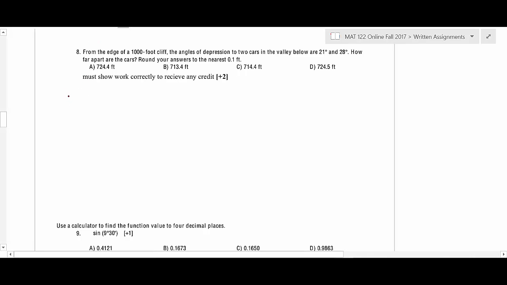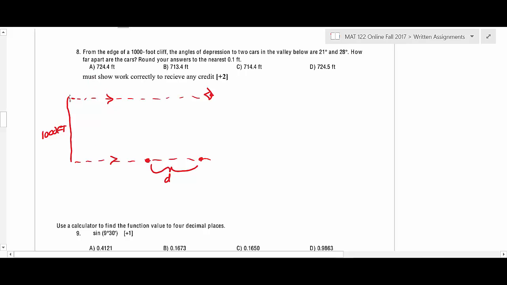So let's see, to start with, this is going to be our cliff, which is 1,000 feet. Then we're going to have two cars somewhere on the ground, and we're going to find that distance between the two. So first of all, we're looking at angles of depression. So remember, you got to look parallel to the ground. This is your line of sight. So there's your eyeball. You're looking straight this way. These two lines are parallel.